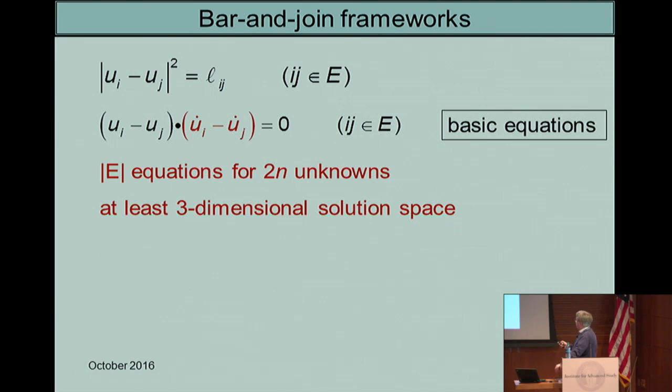And we also can observe that the number of equations is equal to the number of edges, and the number of unknowns is 2n if we are in 2 dimensions. And also notice that it must have at least a 3-dimensional solution space, because the 2 translations and 1 rotation give a 3-dimensional family of rigid motions that also provide solutions to this. These are sort of semi-trivial solutions.